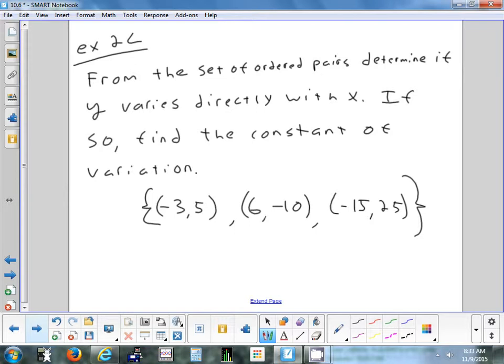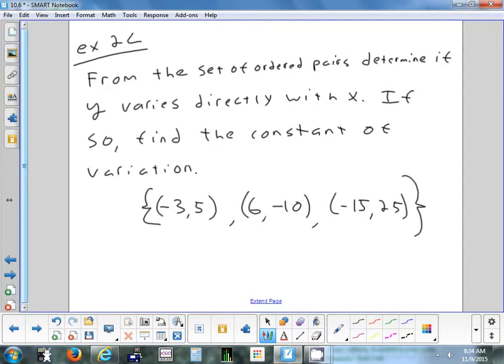Guys, you don't have this one on your sheet. It's just a different way to think about it. Basically instead of writing it in a table, they just listed the points out horizontally. Okay? But I just want you guys to be comfortable seeing it different ways. So in this first point, how would I check for direct variation? What would I do?